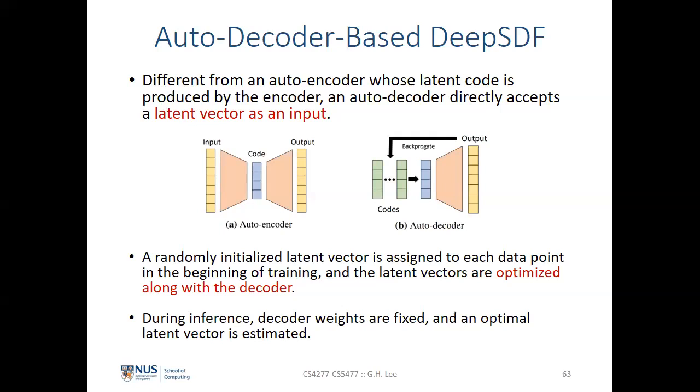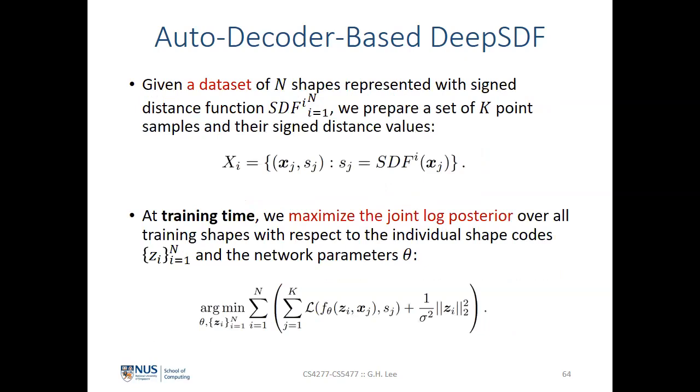Okay, and during inference time, given a new shape, you can actually keep the parameters fixed as well. And then you just refine it by optimizing this latent code. And that will be much more efficient to do. Okay, and that's the auto-decoder based DeepSDF. So the training would be just doing this. You basically optimize over the network parameter. So the network parameter is this. And then you also optimize over the latent code.